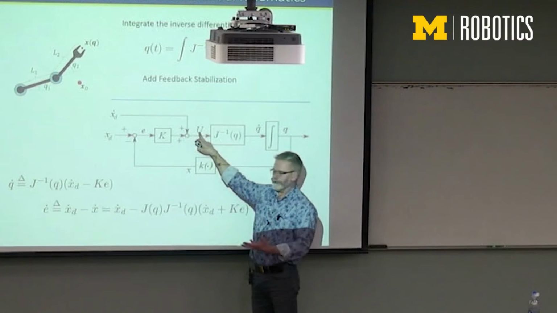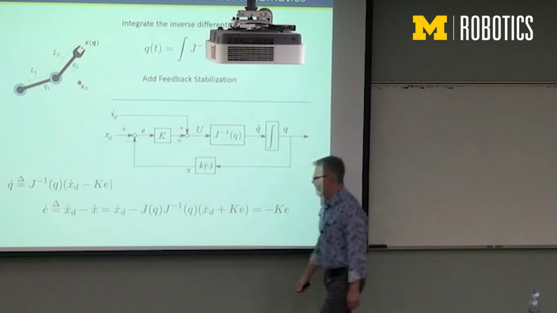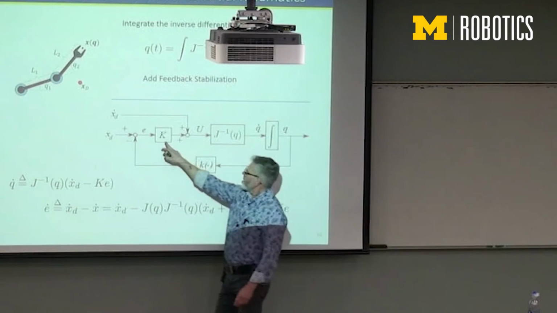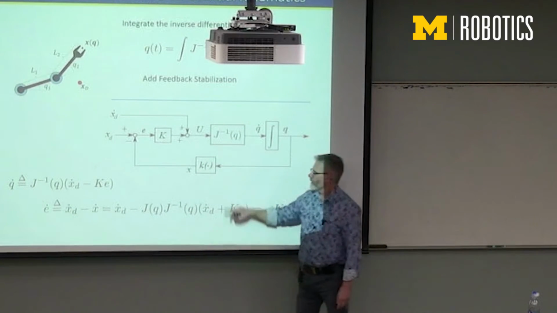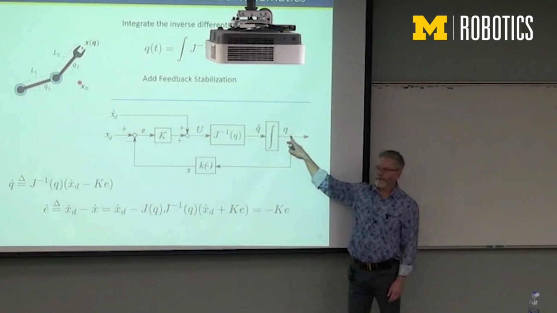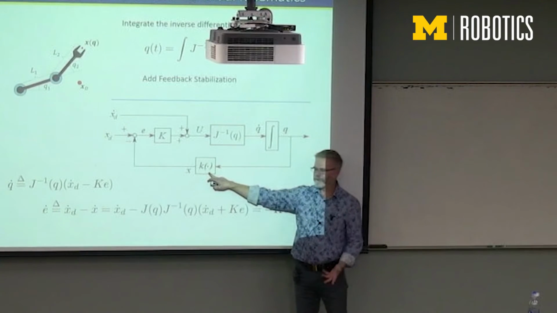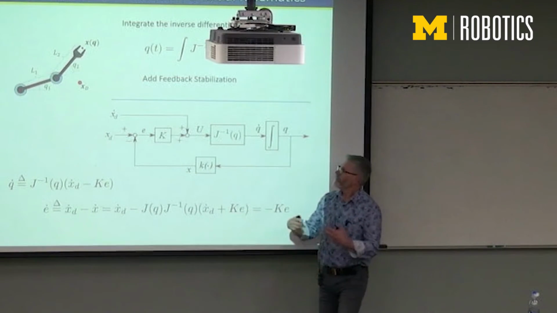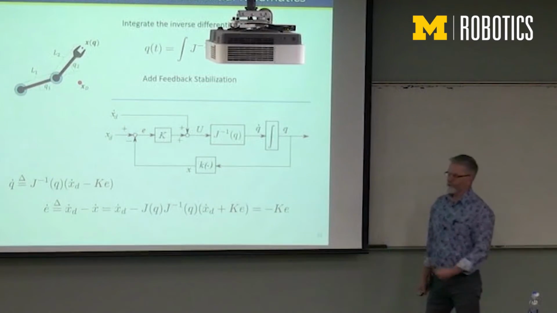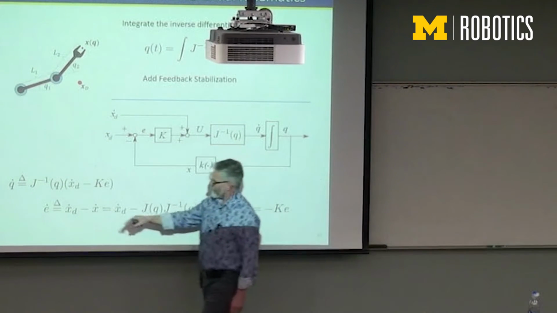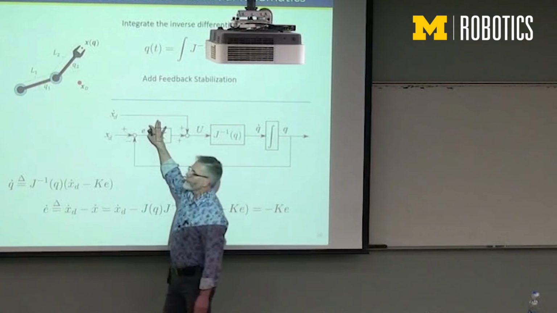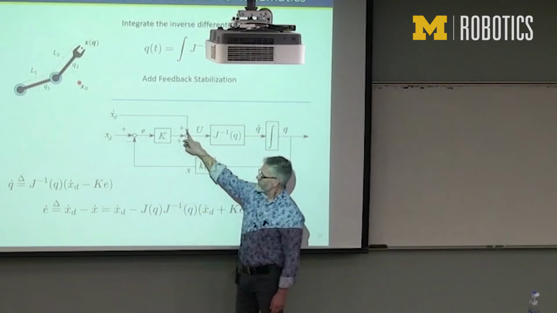U is up for me to design, and I'm going to design it here as K times an error between XD and X, where X is available if I've got Q. That's the forward kinematics. Those are easy to run. So we call this the feedback stabilized inverse differential kinematics. Kind of a long name. But just take this control law, which is represented here in the block diagram. I've also got XD dot there.